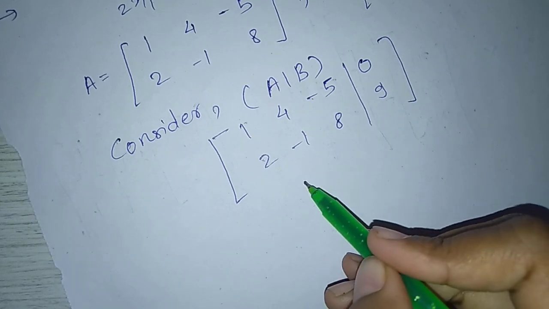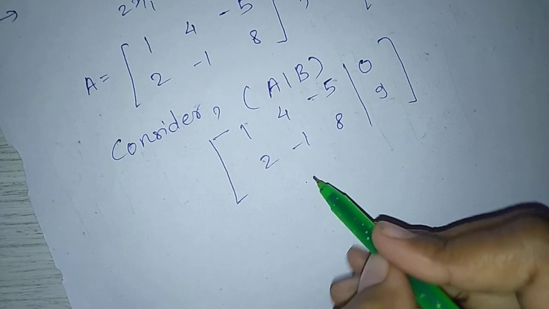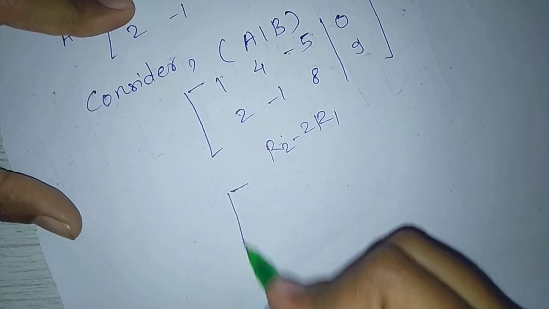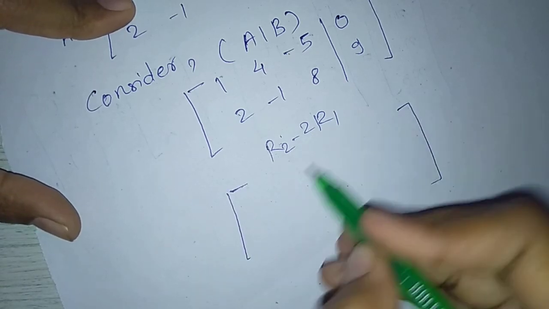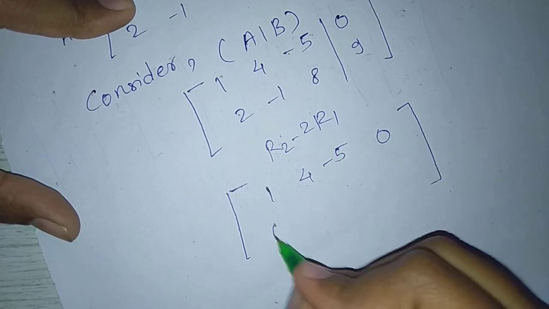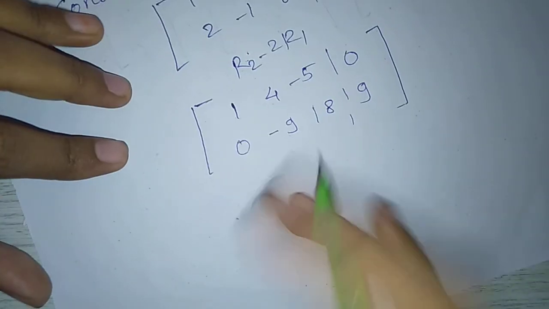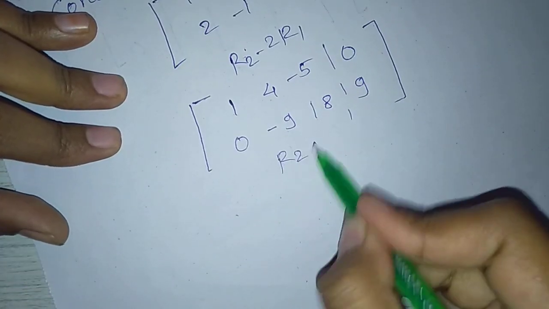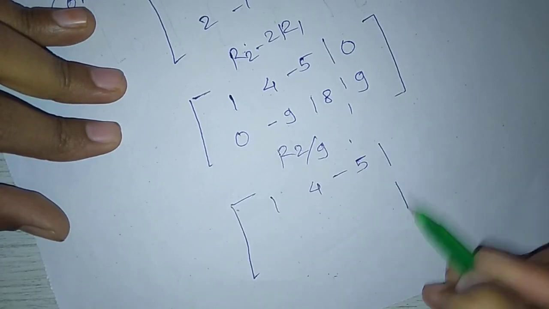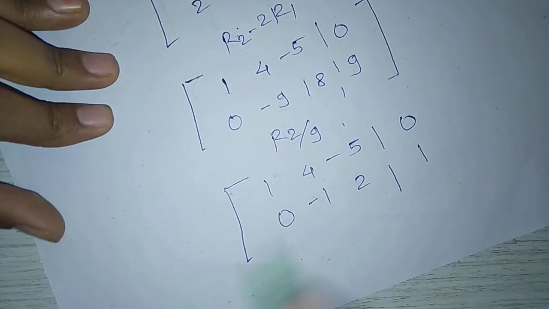First row operation is R2 minus 2R1. So the matrix becomes: first row as it is, 1, 4, -5, 0; second row 0, -9, 18, 9. Next row operation, R2 divided by 9. First row as it is; second row becomes 0, -1, 2, 1.